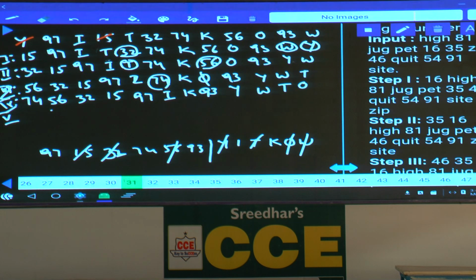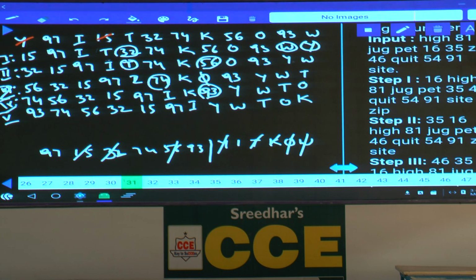Then in step 5, 74, 56, 32, 15. The next one to this is after this 74, 93. Now where is this 93? This 93 will be shifted at the 1st place, and the words Y, W, T, O. And the previous one to O is K. K will be arranged. Now we are left with only 2 more numbers. What are those two? 97 and I. Isn't it? Then in the final step, 94 or 97?